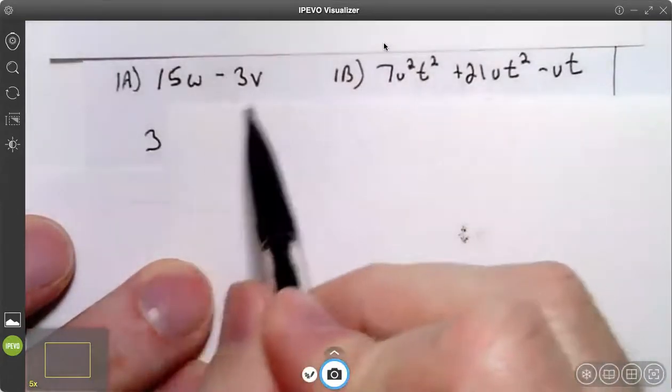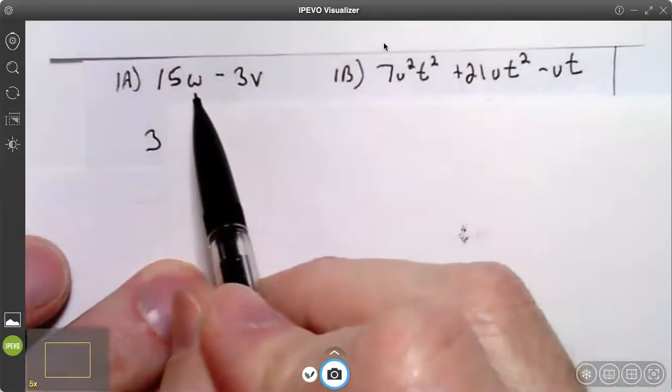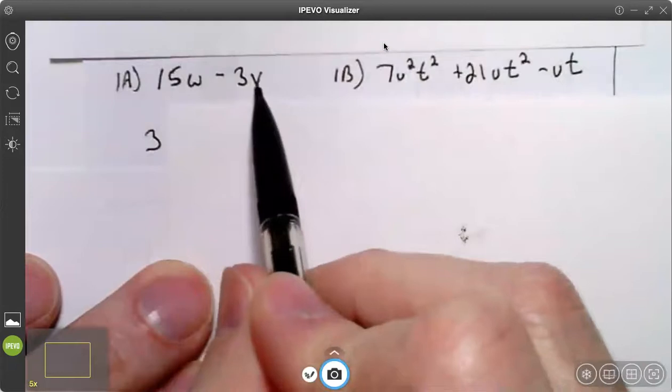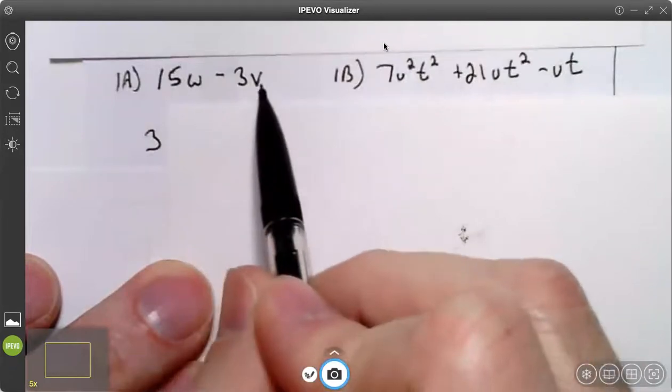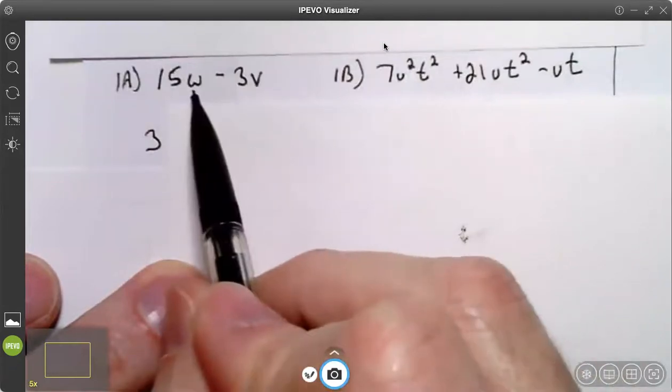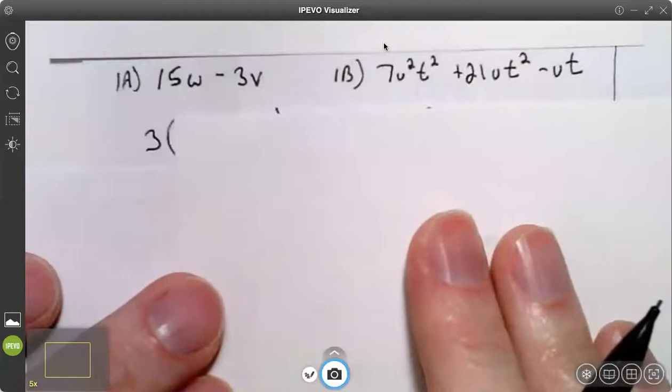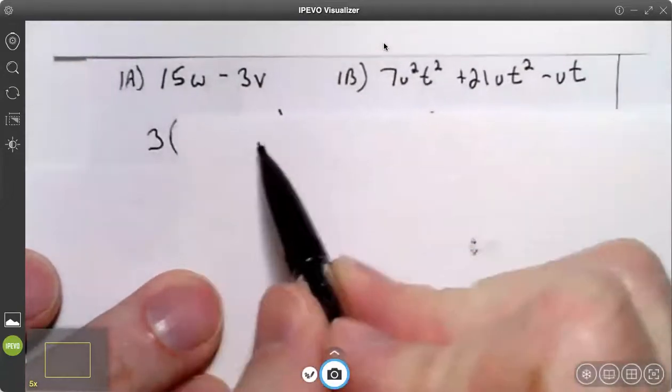Now we also have to factor our variables. So I could factor a w out of this first term, but there's not one in the second. I could factor a v out of the second term, but there's not one in the first. So I don't have any variables that are common factors. So my greatest common factor is 3. I'm done. Now I have to write what's left.